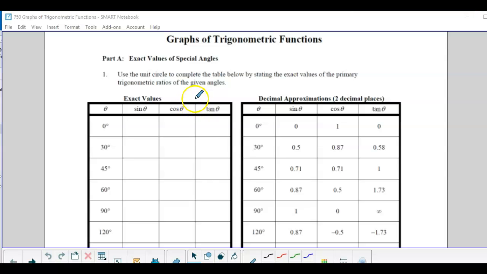So your dependent variable is y, and your independent variable is theta. As theta changes, what happens to y? You can see here we have a table of values. We've put it all together into one chart, so sine, cos, and tan, for each of these angles. We've chosen the special angles. And here we've given you the decimal form, so you don't have to take the time to go through that. But doing the exact values is a good practice for you.